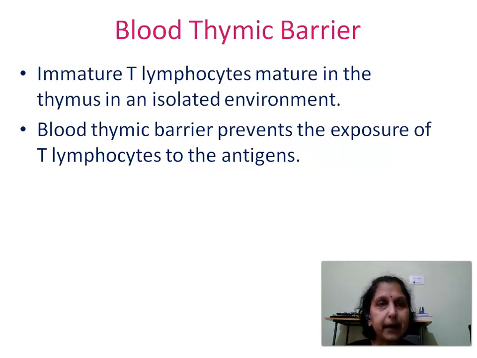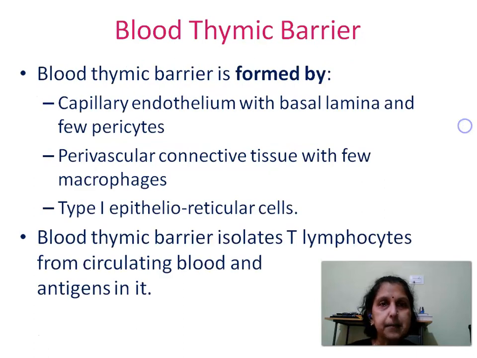Blood thymic barrier. Immature T lymphocytes mature in the thymus in an isolated environment. Blood thymic barrier prevents the exposure of T lymphocytes to the antigens. This blood thymic barrier is formed by capillary endothelium with basal lamina and a few pericytes, perivascular connective tissue with a few macrophages, and type 1 epithelio-reticular cells. The blood thymic barrier isolates the T lymphocytes from circulating blood and antigens in it.